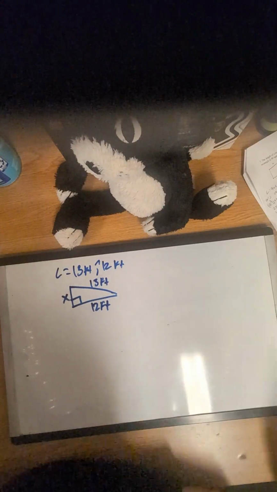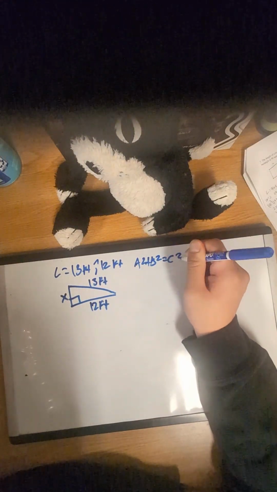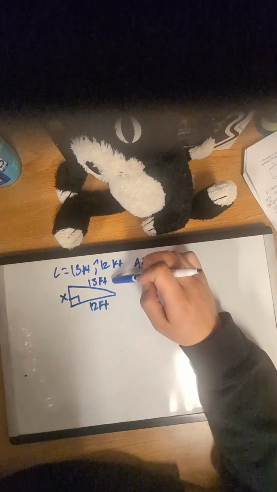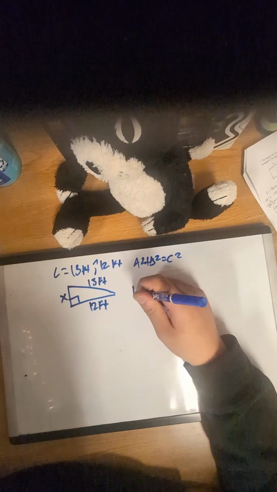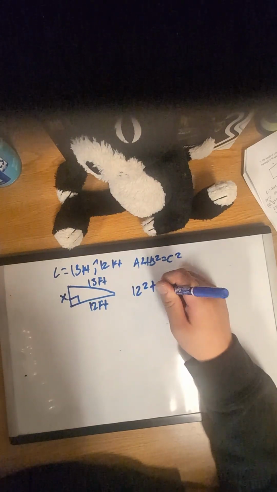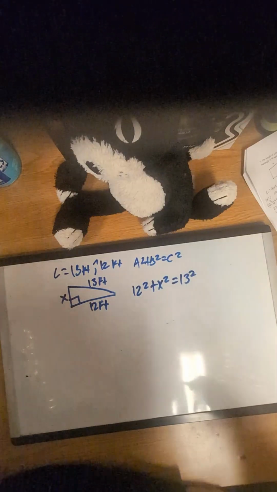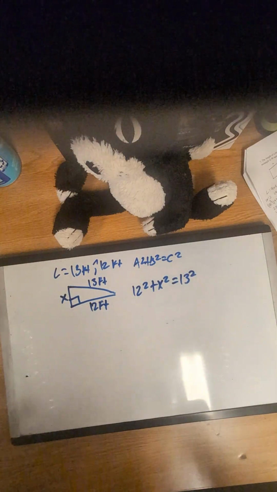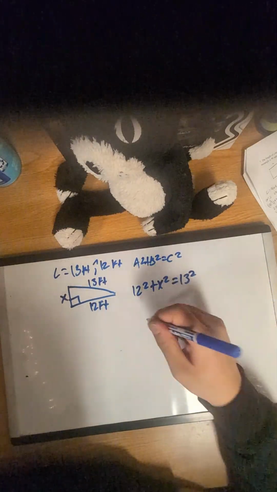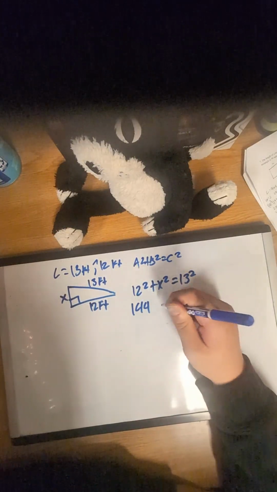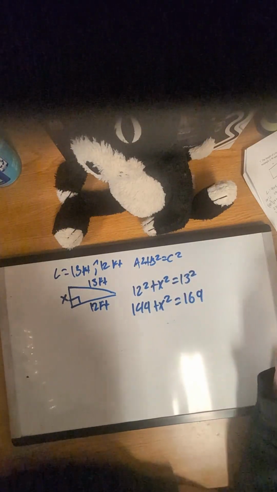Alrighty, so the Pythagorean theorem is a squared plus b squared equals c squared. We know what c squared is in this case, and we know what our a squared is, so we're looking for b squared. So it's going to be 12 squared plus x squared equals 13 squared. Okay, so how do we solve for this? Well, it's actually pretty straightforward. We're going to go ahead and evaluate the squares first. So it'll be 144 plus x squared equals 169.